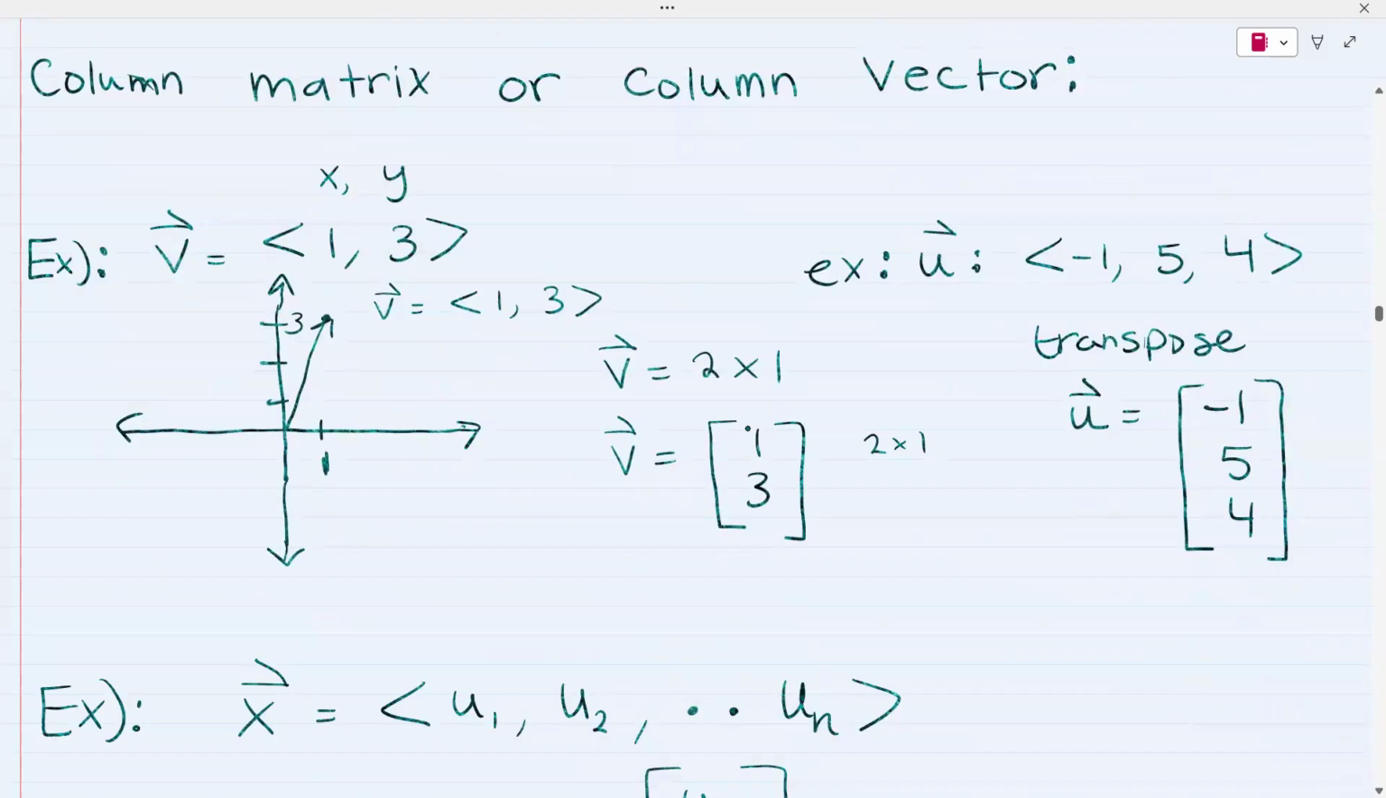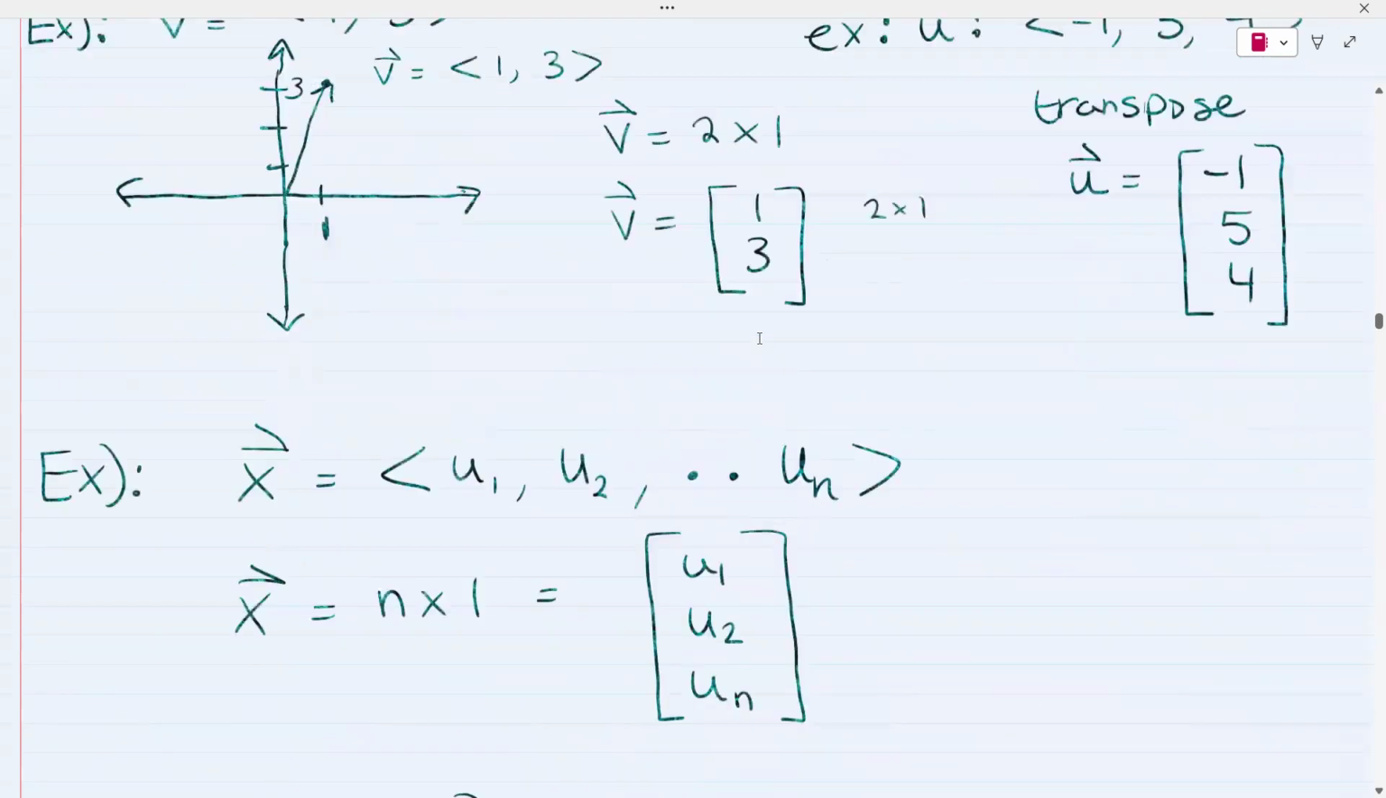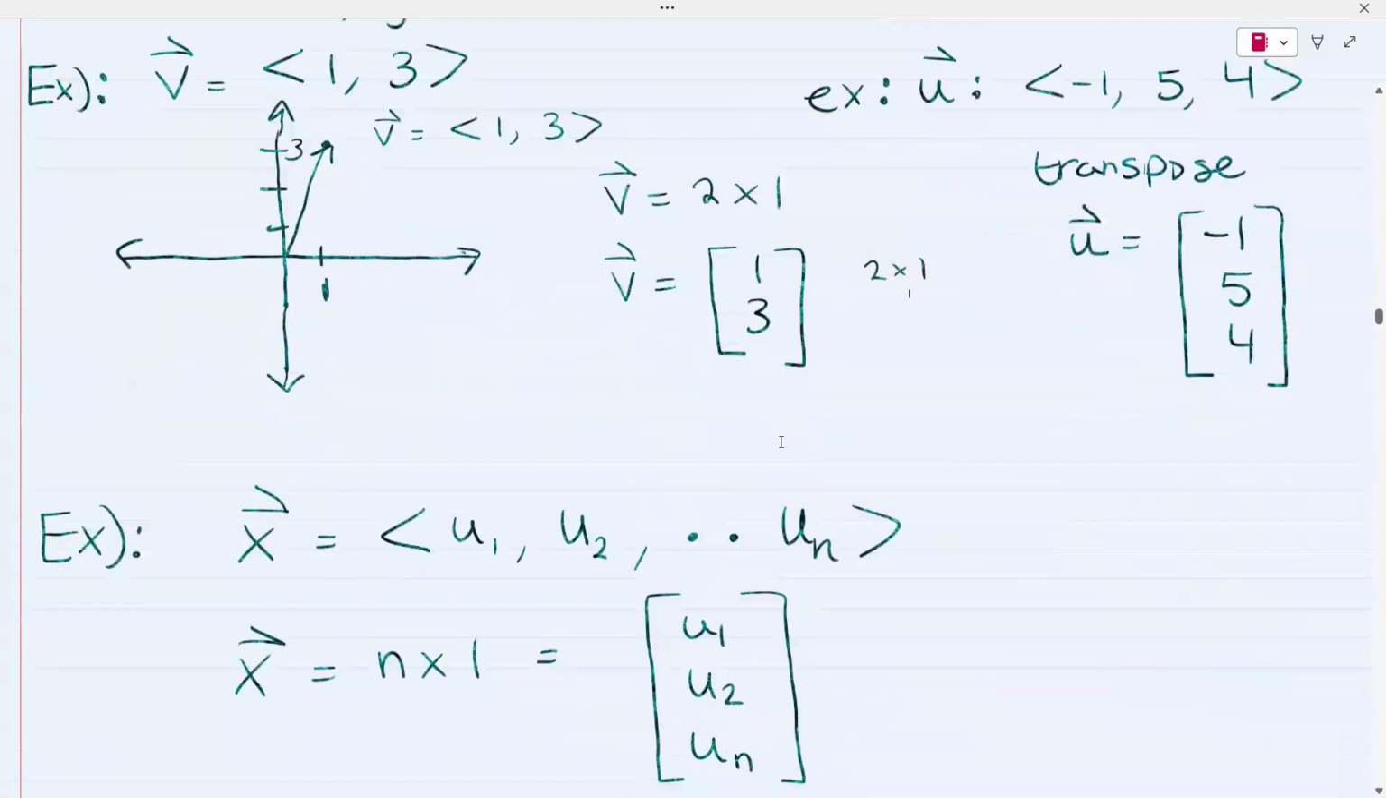And the same thing with the three-dimensional. Vector u is a three-dimensional vector. It would be expressed as -1 comma 5 comma 4. That would be transposed as -1, 5, and 4. An example would be vector x. It would be n by 1. Basically, you just vertically twist it around, if that makes sense.